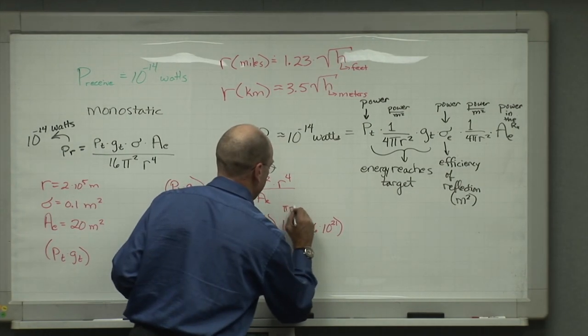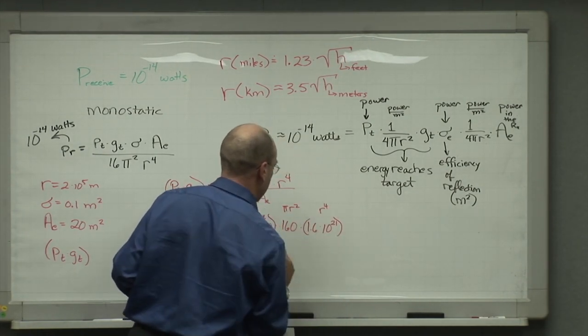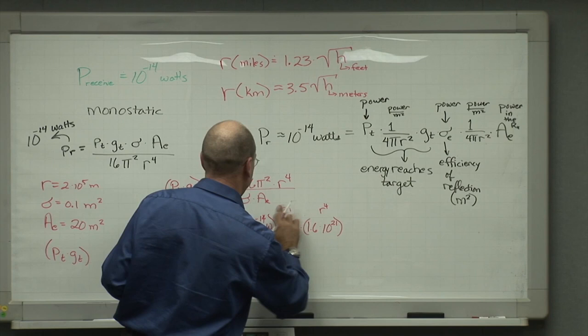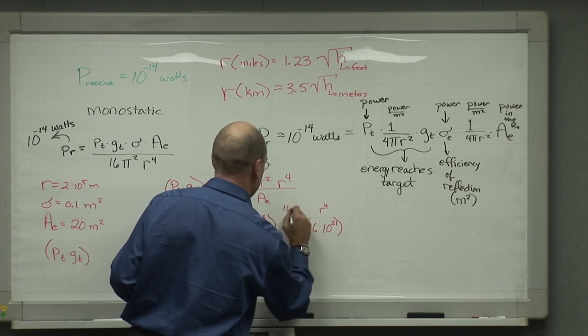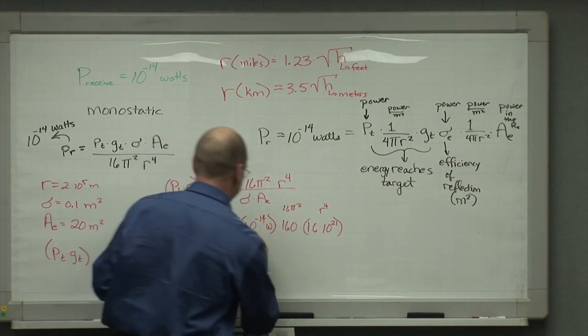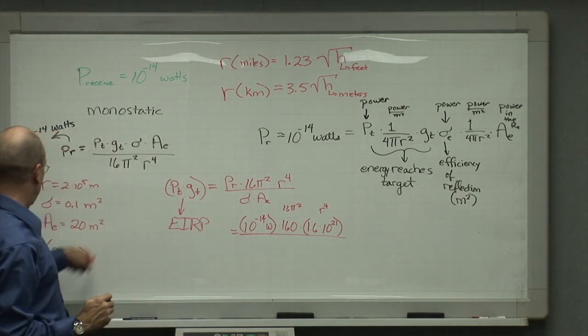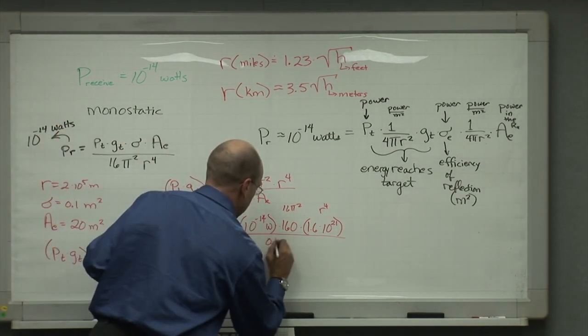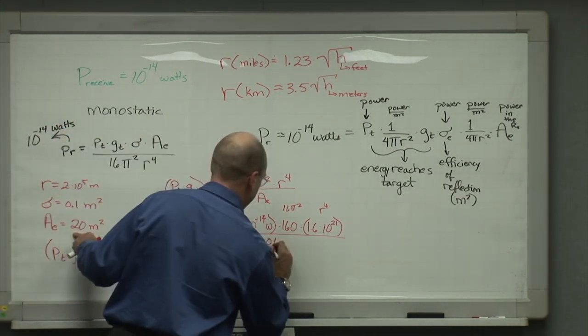So here's pi R squared. Here's 16 pi squared. 16 pi squared R to the fourth divided by 0.1 and divided by 20.